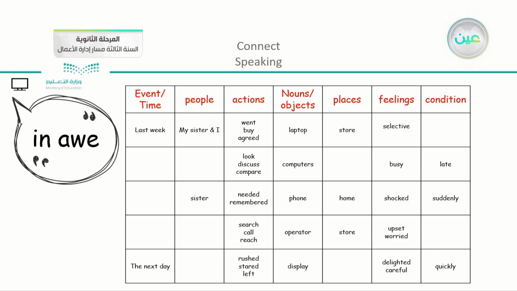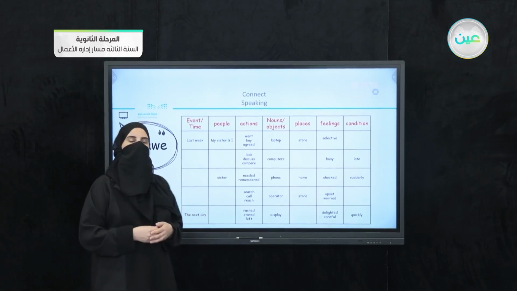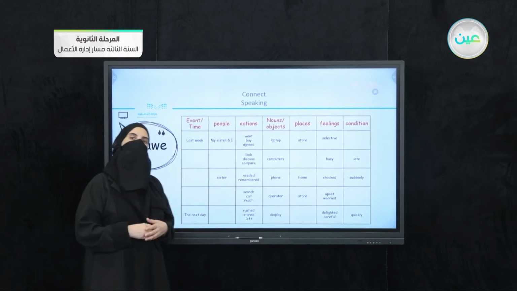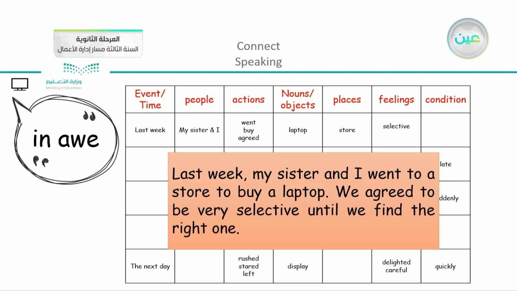Places, for example, store, home, and again store. The feelings, which are the adjectives, like selective, busy, shocked, and so on. And we have the condition, also adjectives, late, suddenly, quickly, so it can be an adjective or an adverb. Some of them are repeated based on the story that I have in mind. So this is my story. Last week, my sister and I went to a store to buy a laptop. We agreed to be very selective until we find the right one.